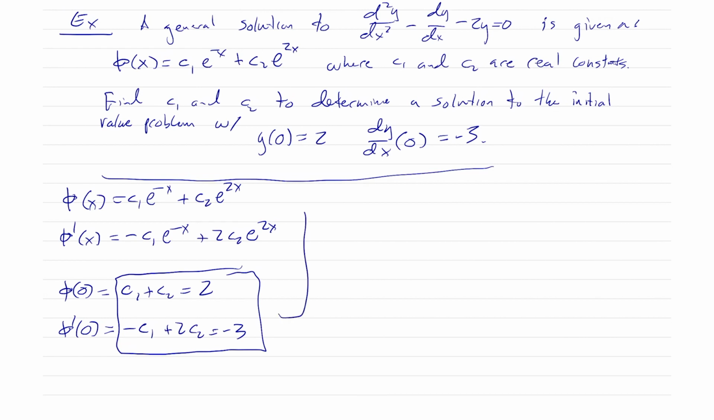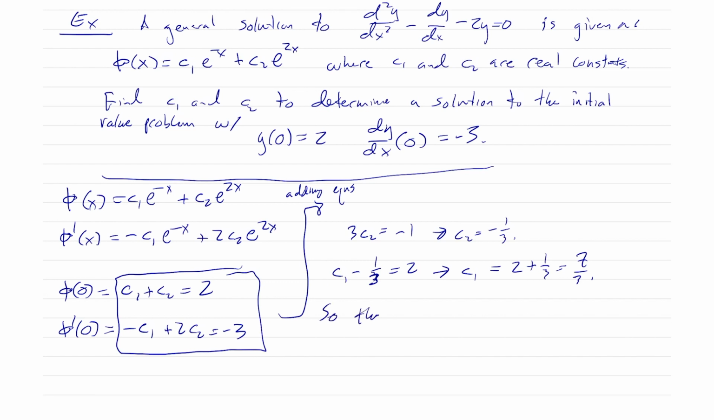Then by adding equations, I get 3c2 is equal to minus 1. And so that tells me that c2 is equal to minus 1/3. And then if I plug that back in, using the first equation, c1 minus 1/3 is equal to 2. And so that tells me that c1 is equal to 2 plus 1/3, which is 7/3. Right?